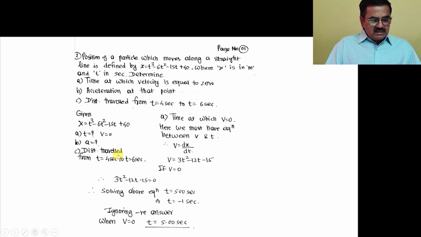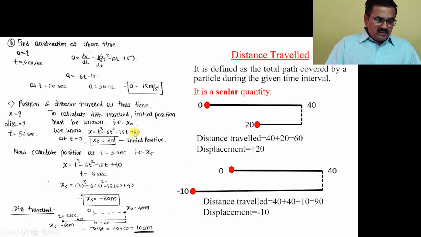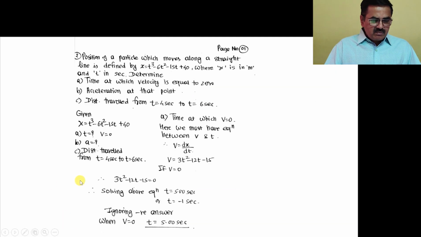And to find the distance travelled from t is equal to 0 seconds to t is equal to 5 seconds, first we have to calculate the position at t is equal to 0, then the position at t is equal to 5, and thus we can calculate the distance travelled by the particle from t is equal to 0 to t is equal to 5. So this correction is required in this problem. Find the distance travelled by the particle from t is equal to 0 to t is equal to 5 seconds.